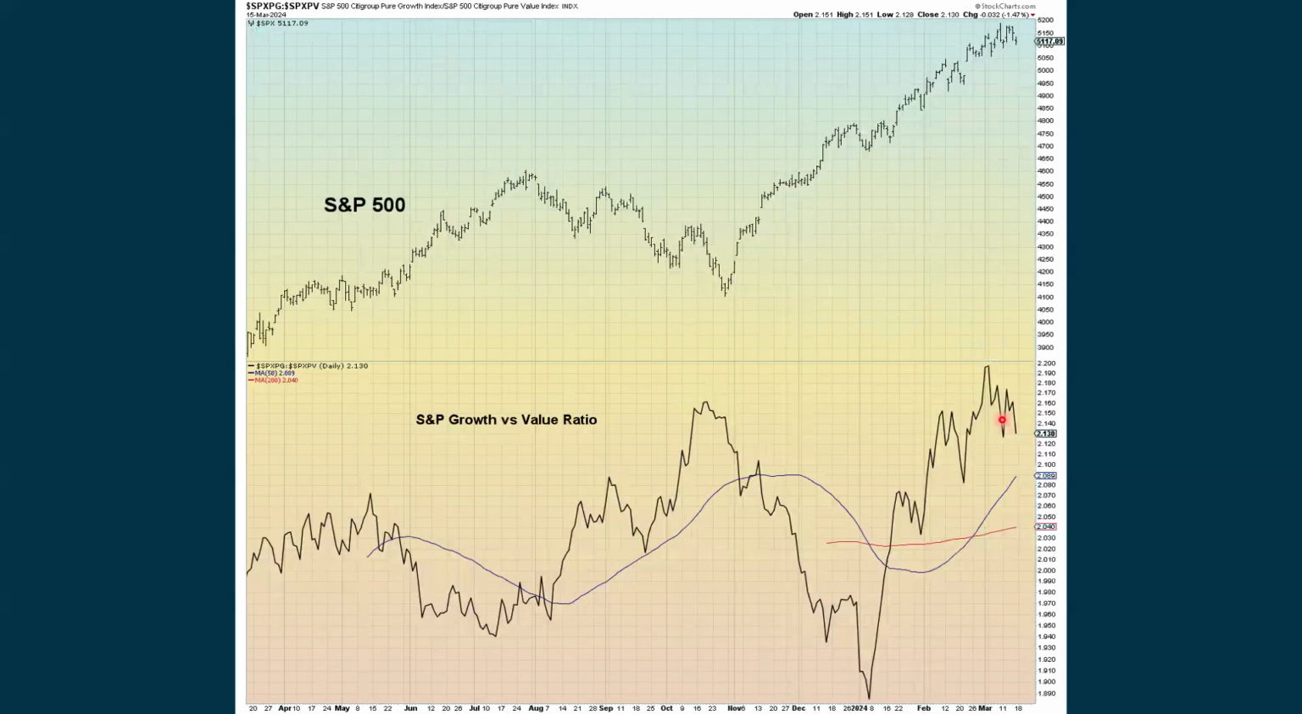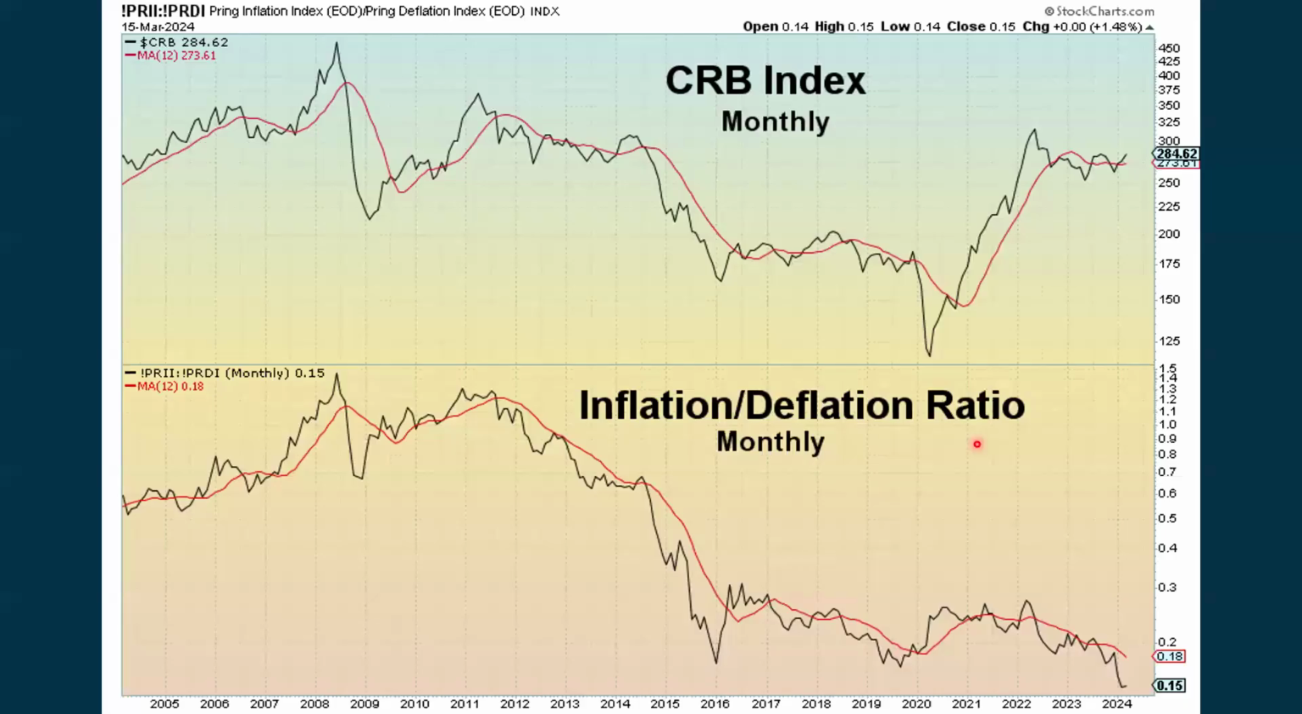Then we look at S&P growth to value, and this is the one that I probably focus on the most, where we are breaking out and going up, even though we've been seeing some recent weakness. We've seen a recent golden cross here showing that this ratio is going up, meaning that growth is outperforming value. We keep an eye on inflation.